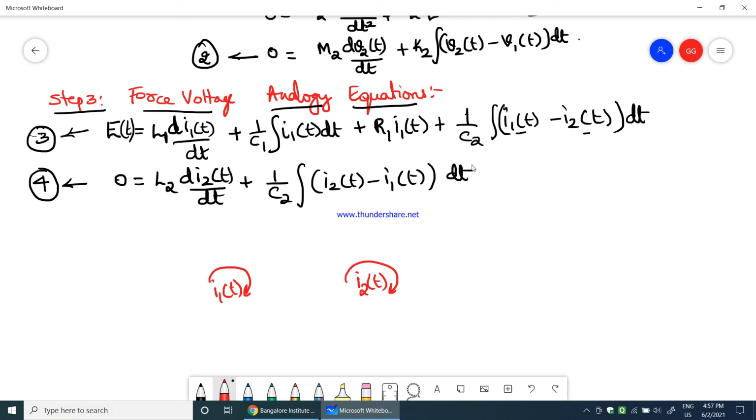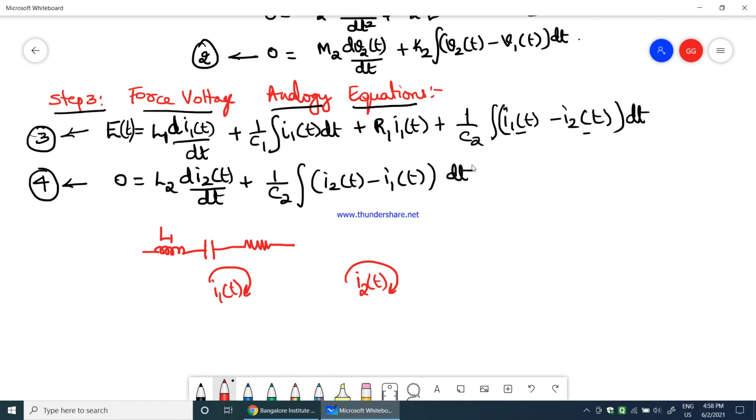Now you should check which components are connected only to I1 of t and which are connected only to I2 of t. If you see carefully, L1 into di1 of t by dt, therefore L1 is connected only to loop I1. Then I have 1 over C1, which is again connected only to I1, so C1 goes in loop 1. Again I have R1, which is connected only to I1 of t.